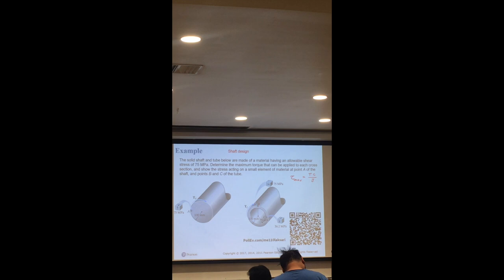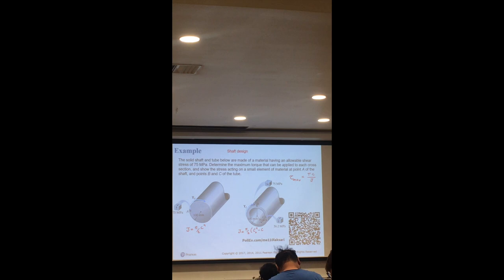Let's see, what was J again? For which one? Let's write it for both of them. For the left one. And then the other one? Again, CO is the outer radius, CI is the inner radius, and pi is pi. This is the example from the book.